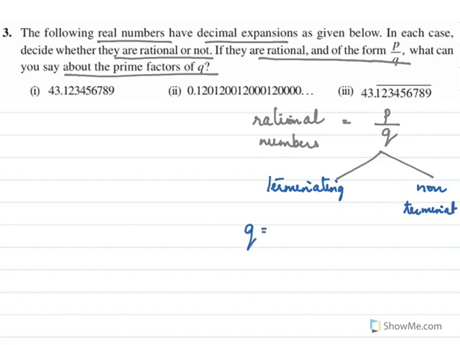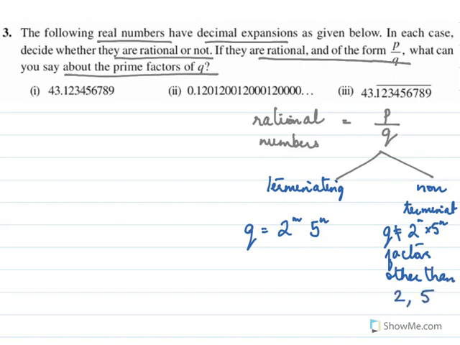Now in the terminating, the denominator is in the form 2 raised to m, 5 raised to n, and in the non-terminating the denominator is not in the form 2 raised to m, 5 raised to n, meaning it has factors other than 2 and 5. It can have 2 and 5, but it has got other factors also. And here it has only 2, only 5, or 2 and 5. So rational numbers are written as P over Q, and they are made up of two parts, terminating and non-terminating.